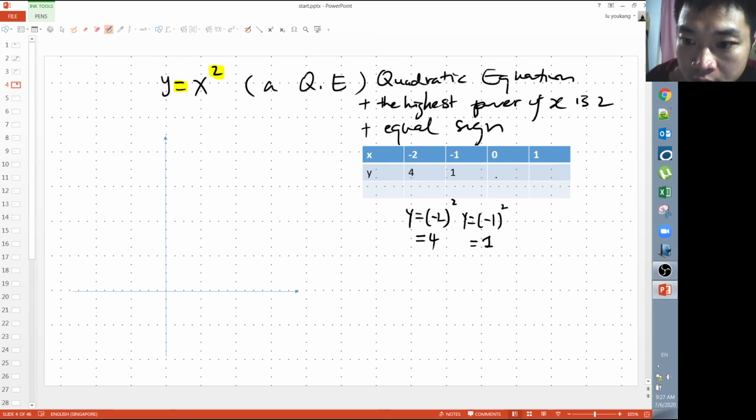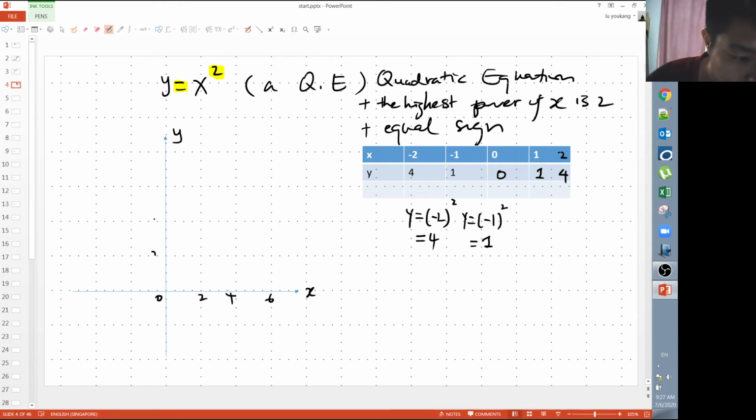Alright, so you input your x is equal to 0 into it, you get 0. If you input your x is equal to 1 into the equation, you will get 1. Similarly, if you have x is equal to 2, it's supposed to end up with 4. Alright, so you have all these points. So let me label the x and y axis. So start off with 0, 2, 4, 6. Okay, so let me start off with my -2.